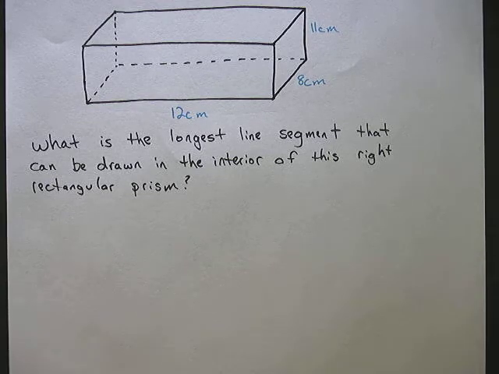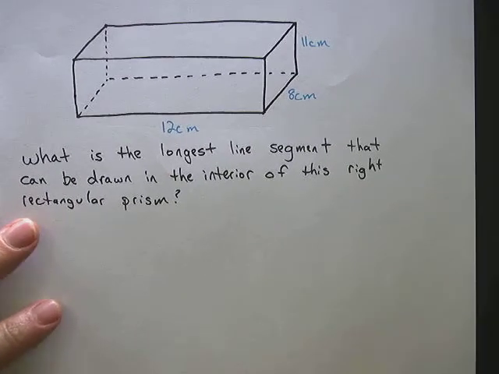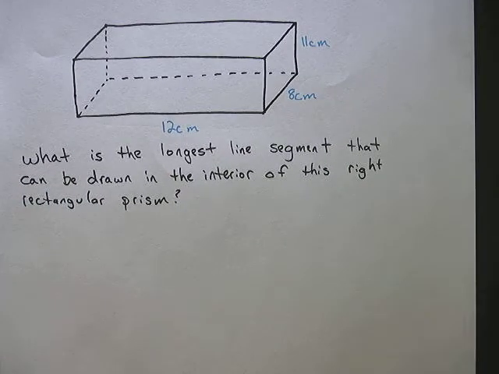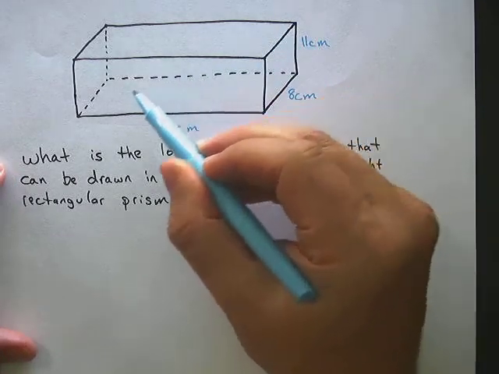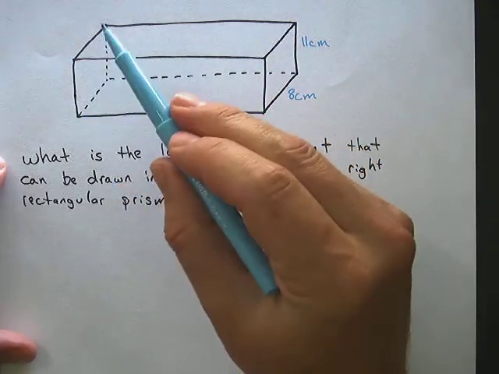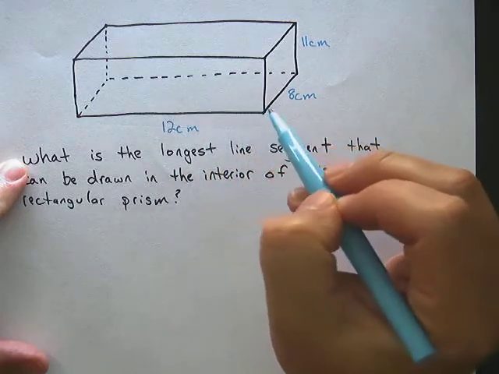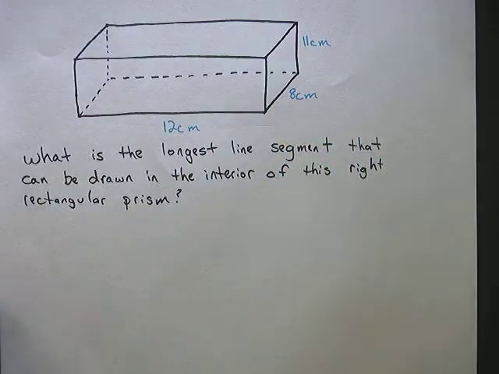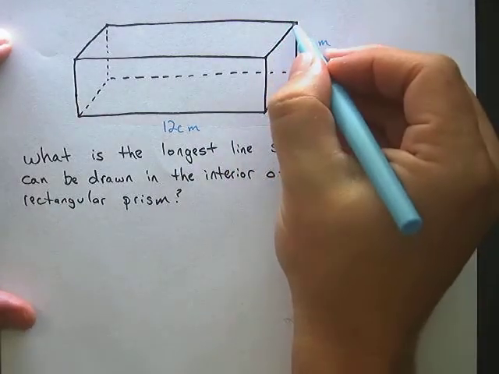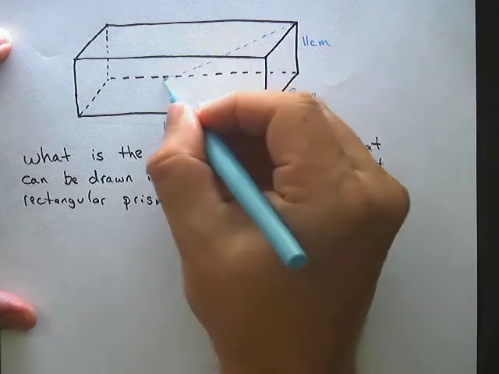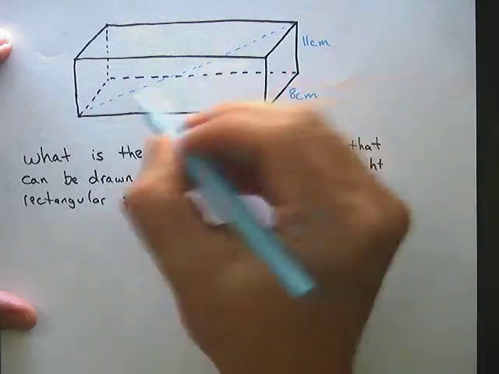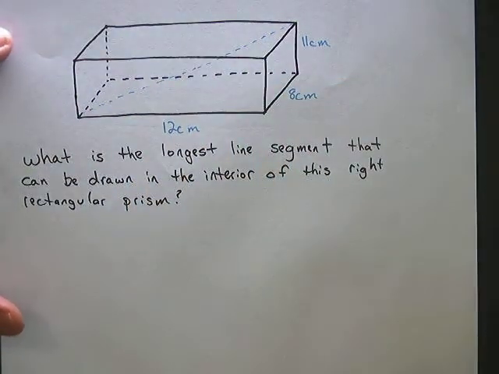Well, it's going to be from the top corner to a bottom corner on the opposite side. So I could either go from here to this corner, or I could go from here to this corner. They will be the same length. I'll just draw a little dotted line here. That's the line that we're looking for. We'll call that y.